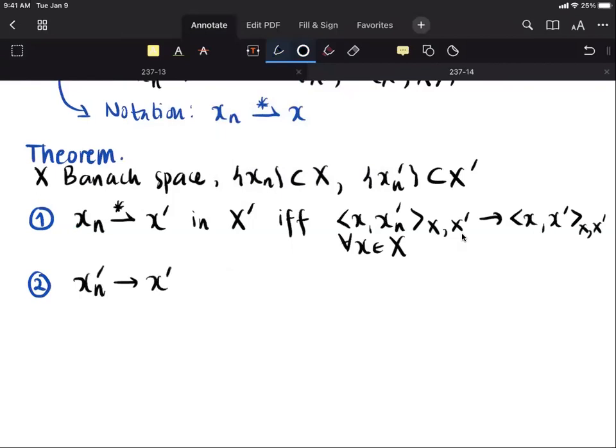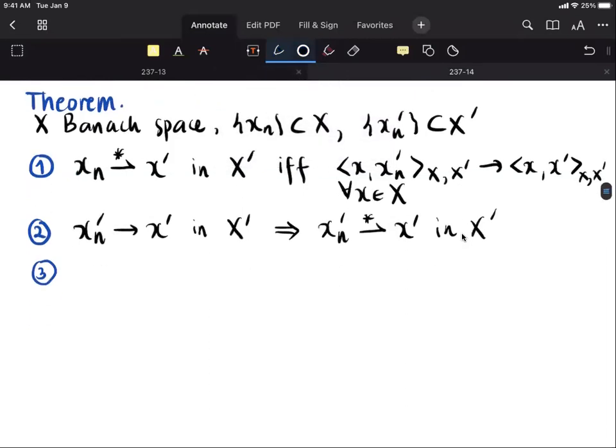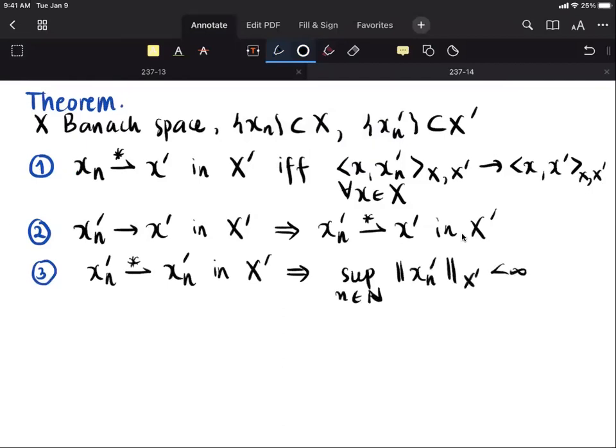Strong convergence implies weak convergence, or more precisely, weak star convergence. And a weakly star convergent sequence is also bounded with respect to the dual norm, and the norm functional corresponding to the dual norm is weakly star sequentially lower semicontinuous, or sequentially continuous, I should say.